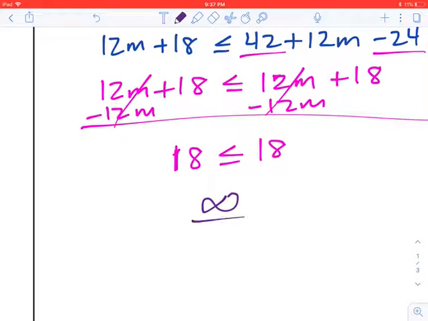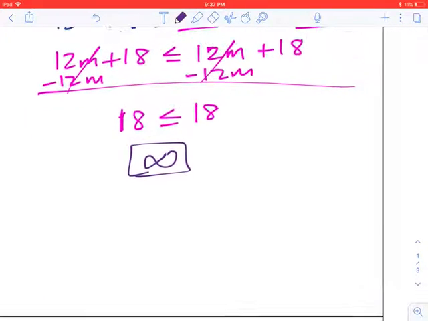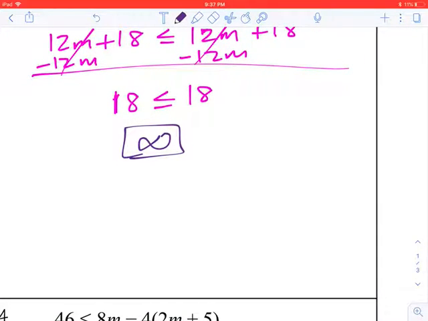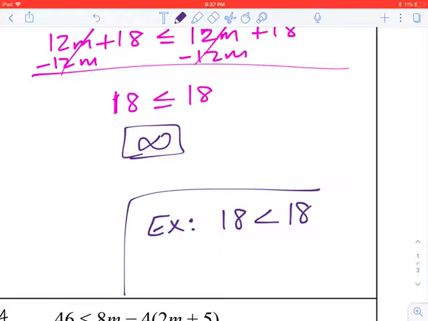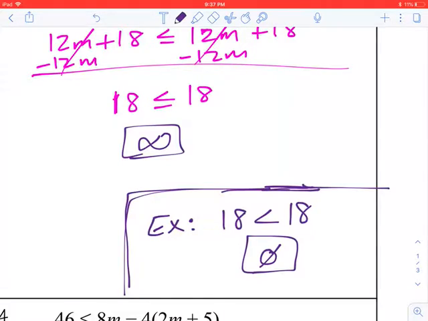So, infinity. Now, let's say, as a separate example, our answer was 18 is less than 18. In that case, that would be false because 18 is not less than 18. 18 is equal to 18. So in that case, it would be no solution.